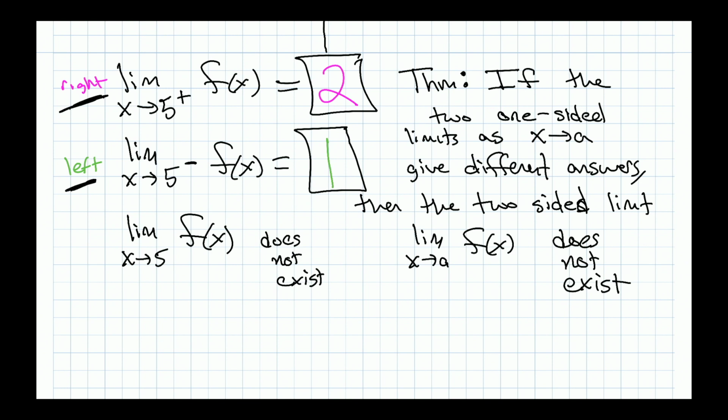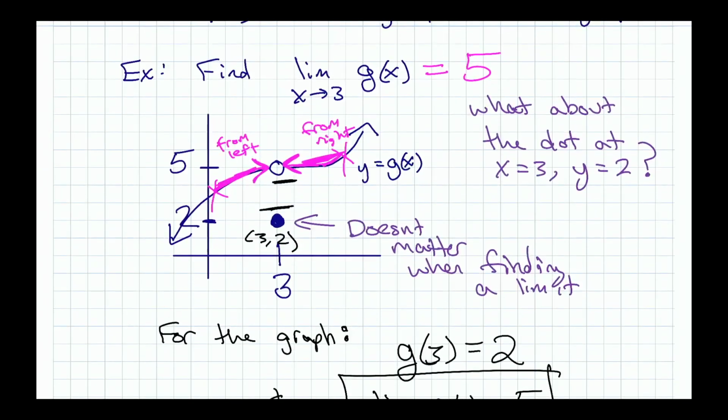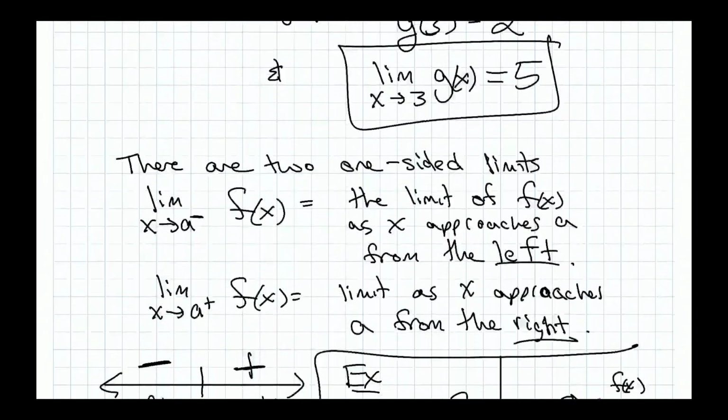So one-sided limits, two-sided limits, are both not that bad. Okay, you just trace the curve. And that's all you have to do. So you have to do that a few times on the homework, and it's pretty straightforward, to be honest.